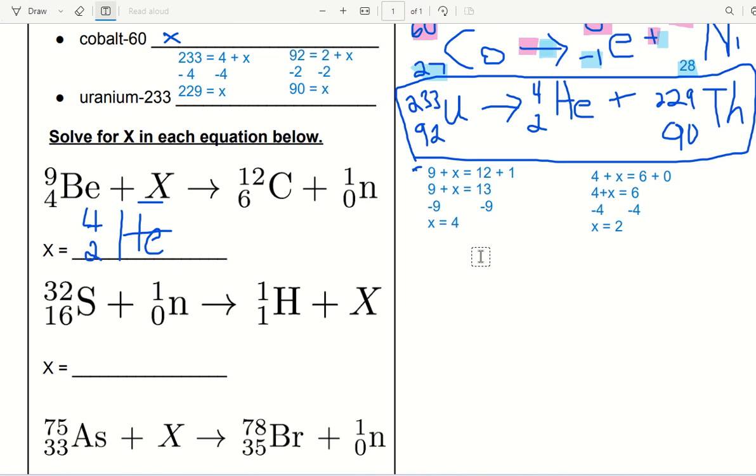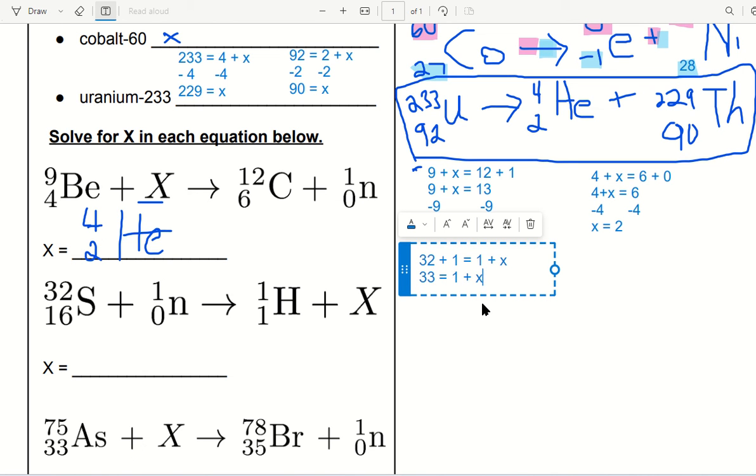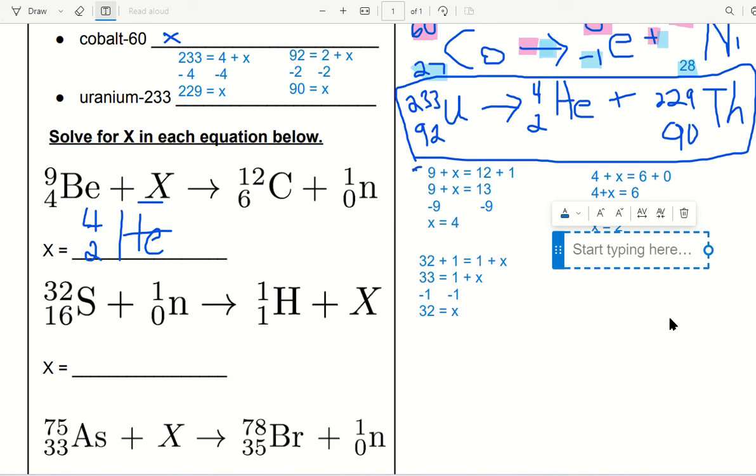Let's write our equations. Okay. 32 plus 1 equals, for the arrow, 1 plus x. Okay, 32 plus 1 is 33 equals 1 plus x, right? What do we do? Minus 1 from both sides. 32 equals x. All right, let's do the same for the bottom.